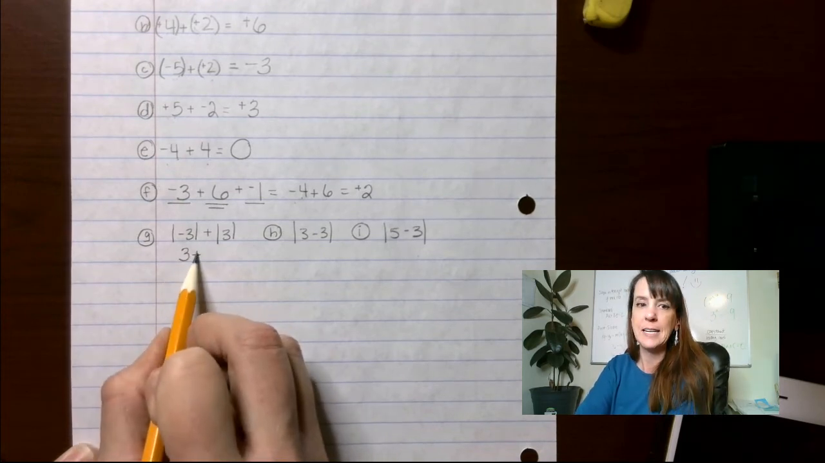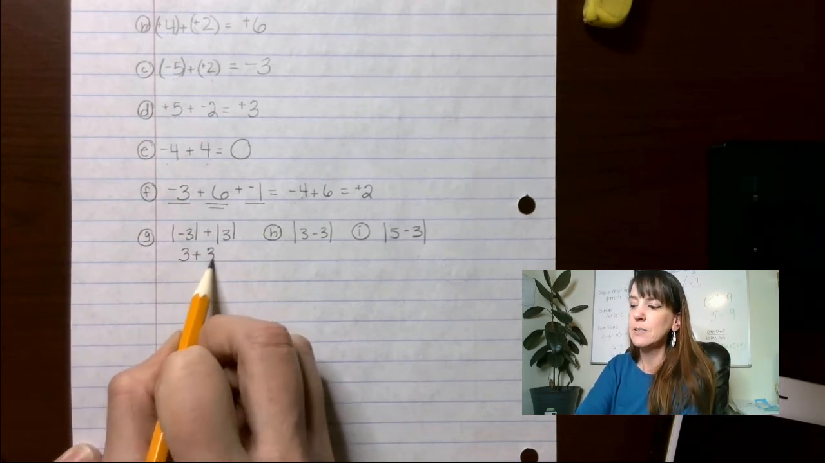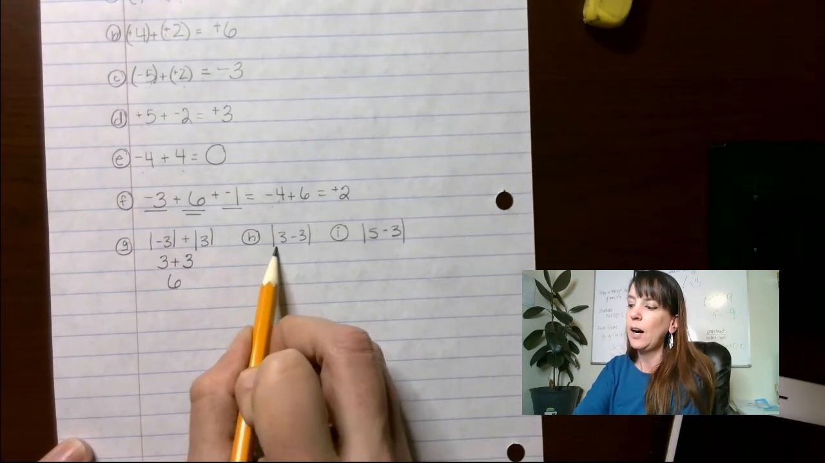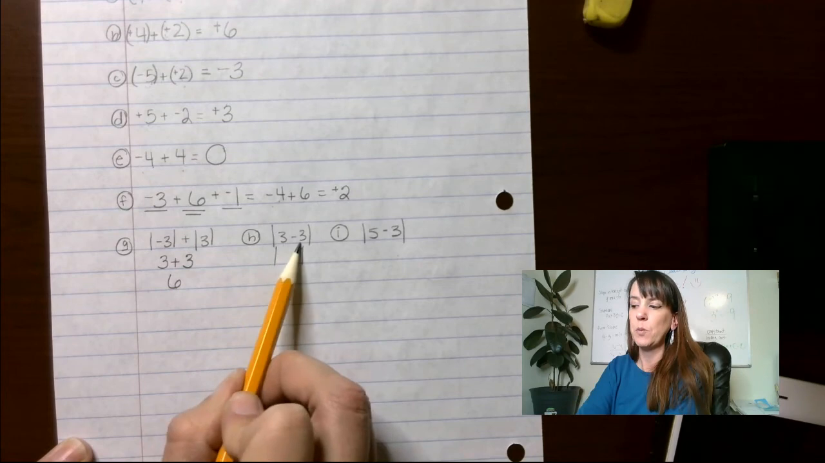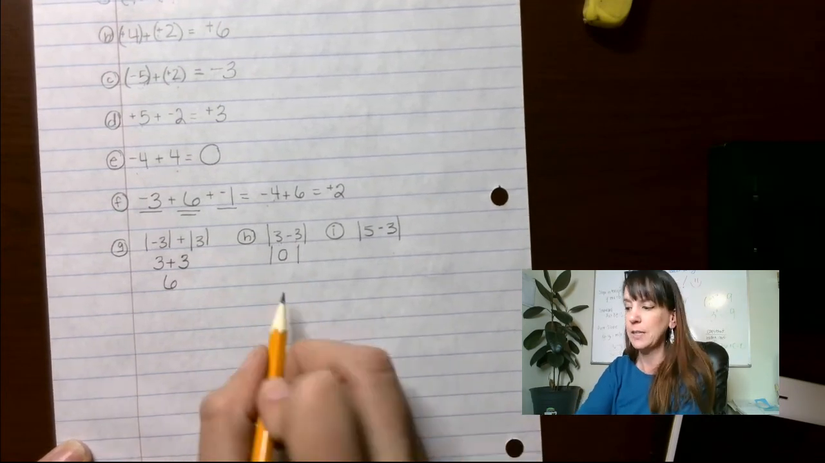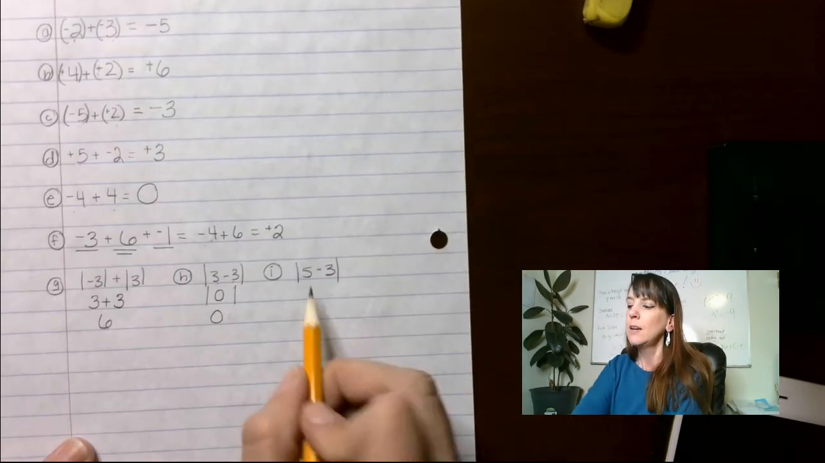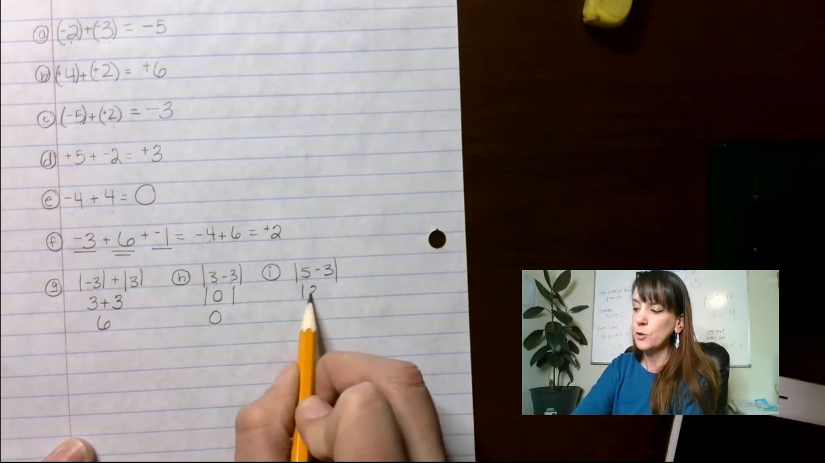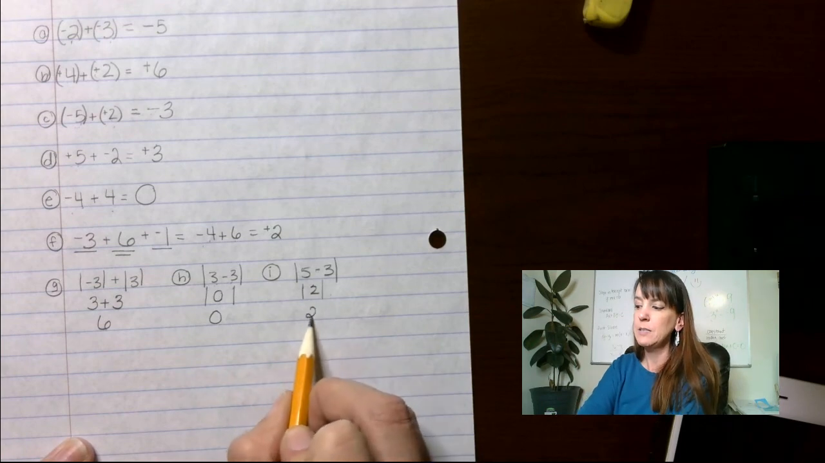All right, for G, the absolute value of negative 3 is 3. Plus, I'm going to bring that down. The absolute value of 3 is 3. 3 plus 3 gives me 6, should be your answer. Now, when it's inside the absolute value signs, we want to do everything that's in here first. 3 minus 3 is 0. The absolute value of 0, 0. Absolute value of 5 minus 3 is 2, and the absolute value of 2 is 2.